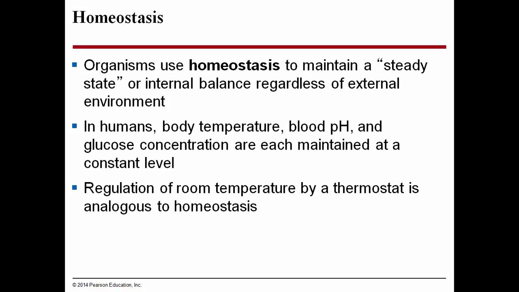In humans, body temperature, blood pH, and glucose concentration are each maintained at a constant level. Regulation of room temperature by a thermostat is analogous to homeostasis. The organ that regulates glucose concentration is the pancreas, and if you have problems with your pancreas, that might relate to diabetes.